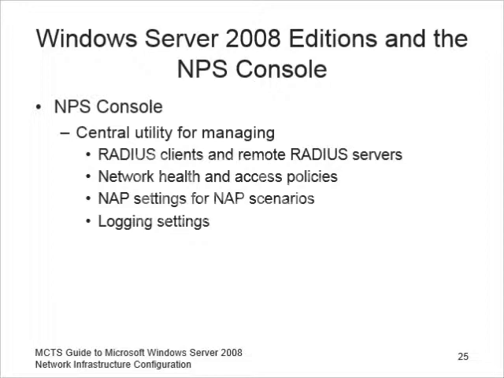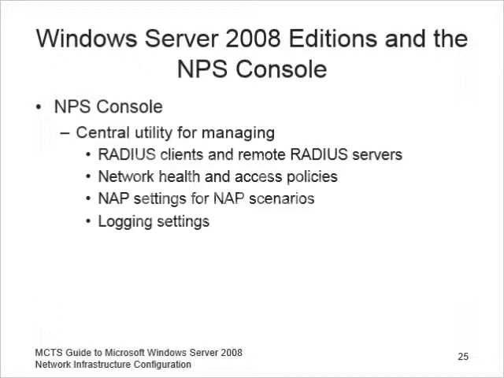The NPS console is a central utility for managing RADIUS clients and remote RADIUS servers, network health and access policies, NAP settings for NAP scenarios, and logging settings. The console is divided into four nodes. First one, the RADIUS clients and servers. This section allows you to configure RADIUS clients and RADIUS servers on your network.